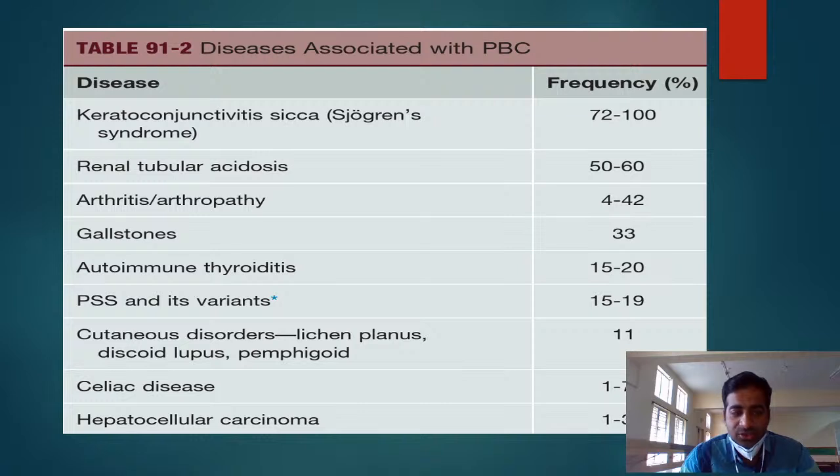So what are the diseases associated with PBC? You have keratoconjunctivitis sicca, that is Sjogren's syndrome, which is seen in 70 to 100% of the patients. RTA, renal tubular acidosis, is seen in 50 to 60%. Arthritis or arthropathy, gallstones, autoimmune thyroiditis, PSS, and cutaneous disorders like lichen planus, discoid lupus, pemphigoid, celiac disease, hepatocellular carcinoma. All these are the diseases associated with PBC. Most common are Sjogren's syndrome and renal tubular acidosis.